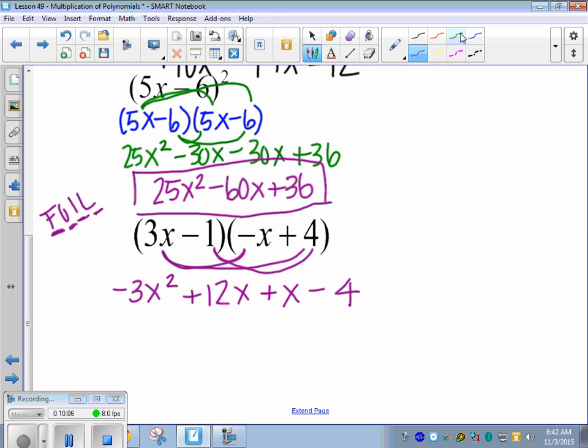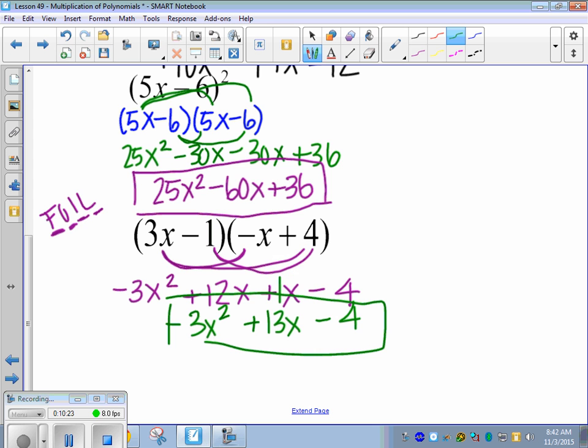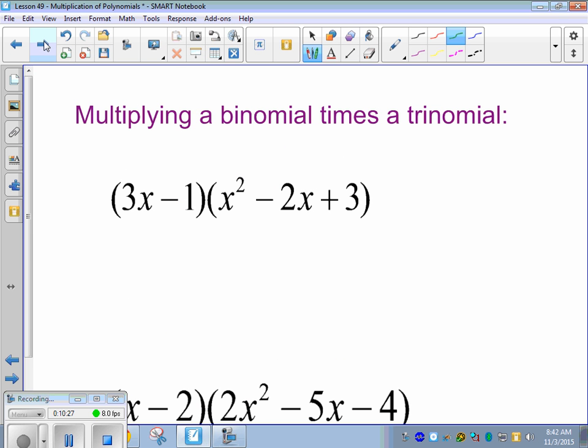Now, again, got to combine like terms before I make it my final answer. So negative 3x squared plus 13x, because this is a 1x. 1x plus 12x is 13x. And minus 4 is my final answer. Alright, so FOIL is now your best friend. Okay. Multiplying a binomial times a trinomial. Uh-oh. Just kidding. Not any harder.